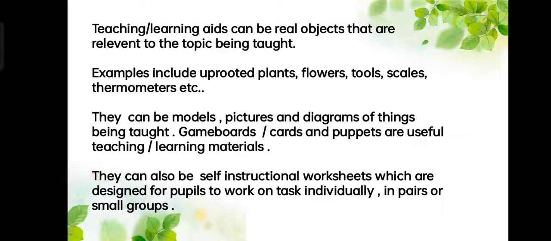Teaching and learning aids can be real objects that are relevant to the topic being taught. Examples include uprooted plants, flowers, tools, scales, thermometers, etc. They can be models, pictures, and diagrams of the things being taught. Game boards, cards, and puppets are useful in teaching or learning materials. They can also be self-instructional worksheets which are designed for pupils to work on tasks individually, in pairs, or small groups.